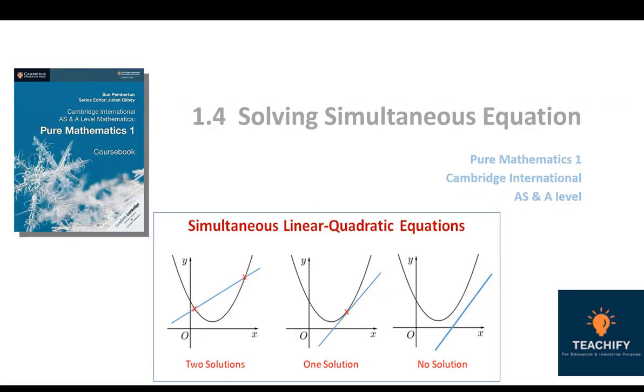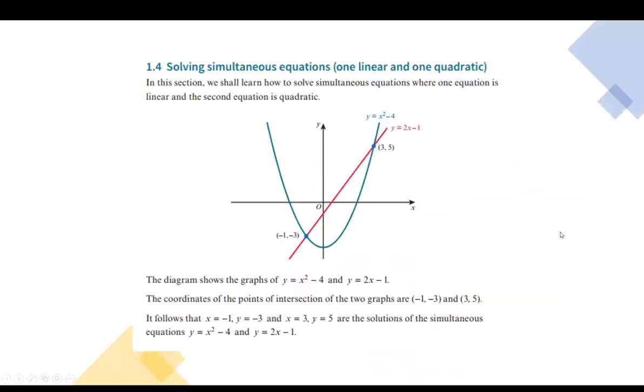If it intersects at two points, there must be two solutions. If it intersects at one point, there must be one solution. And if there is no intersection, no solution will be there. So this is general. Now, solving simultaneous equations: one linear and one quadratic.